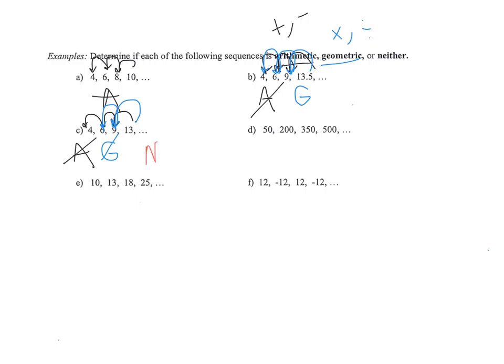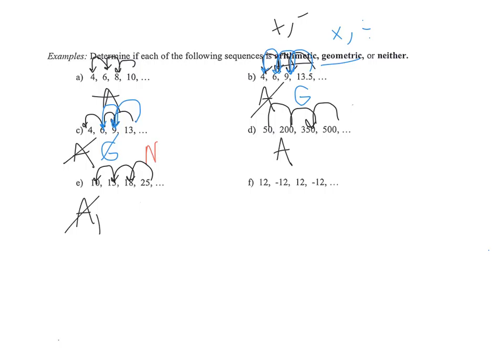And the next one, 500 minus 350 is 150. 350 minus 200 is 150. 200 minus 50 is 150. So it's arithmetic. And then 25 minus 18 is 7. 18 minus 13 is 5. 13 minus 10 is 3. So it is not arithmetic.